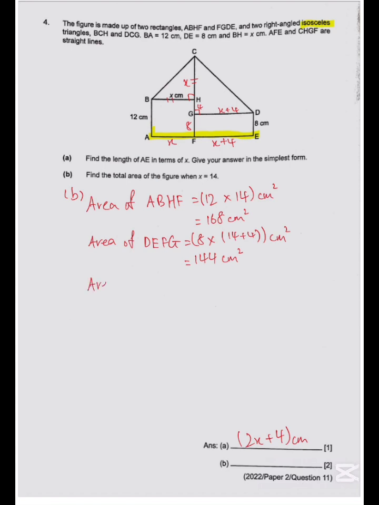Okay, then for each of the two triangles, let's do triangle BCH first. So area of triangle BCH equals to half times base times height, right? So half times, what's our base? Our base is BH, right? So BH is x cm, so that's 14, times height, also x. Height will be CH, right? So also 14. So, okay, that gives us 98.